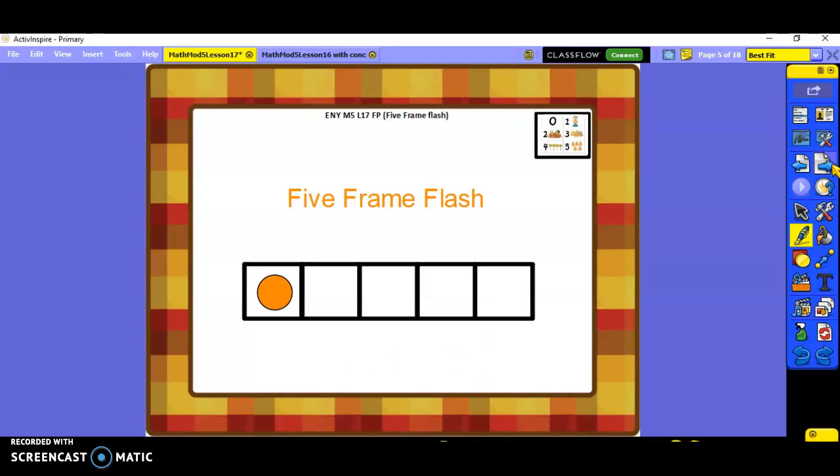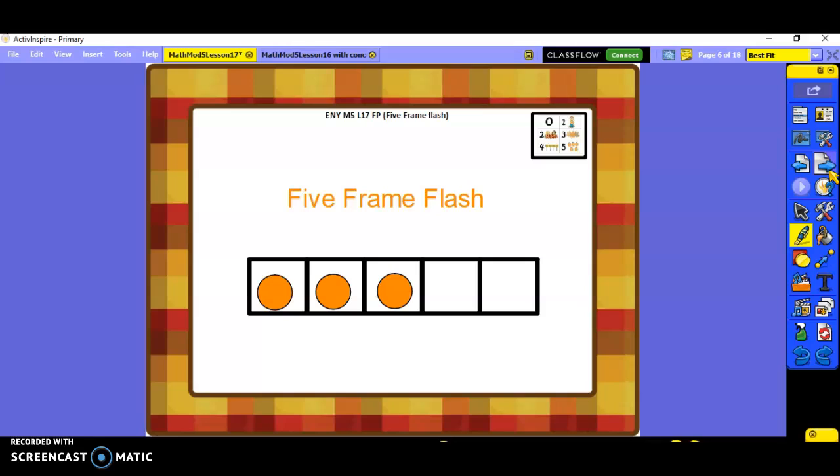Okay, new frame. Think about how many you have. Count. How many more do you need? Yes, did you say 4? Very good. 1, 2, 3, 4. We had 1 and 4 more give us our 5. So our addition sentence would be 1 plus 4. 1 plus our 4 more equals our whole of 5.